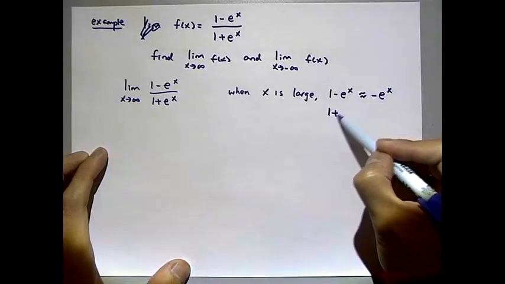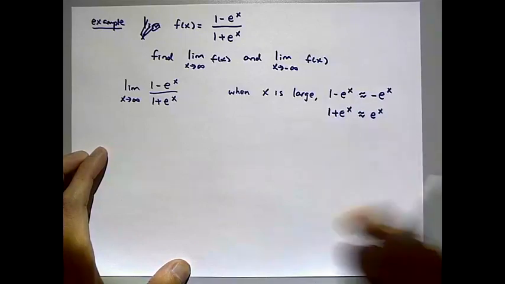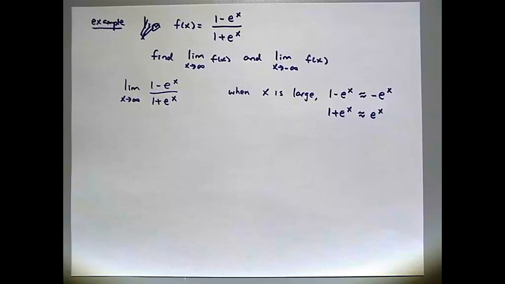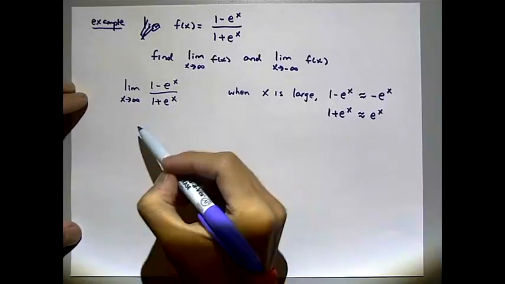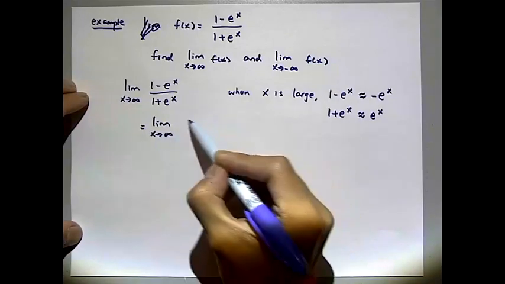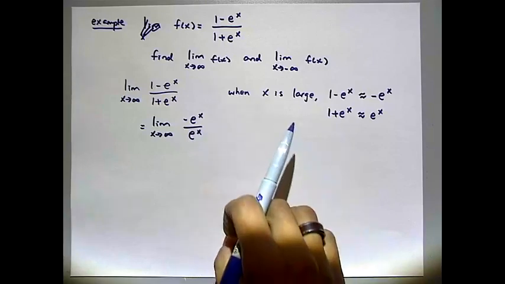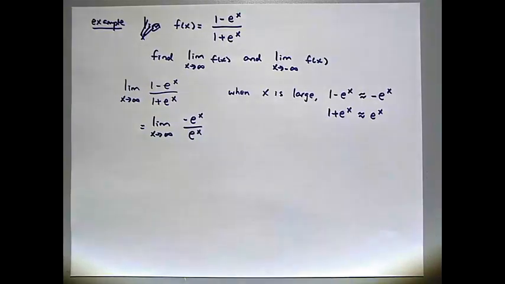Downstairs, 1 plus e to the x, for the same reason, is roughly e to the x. You add 1 to e to the 10 trillion, it's essentially e to the 10 trillion. That thing is so much larger than 1, it completely dominates it. So this limit right here is going to be the same as if those 1s were not there in the first place.